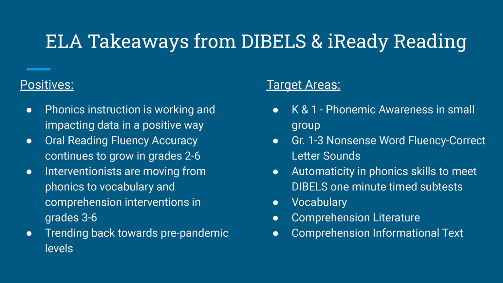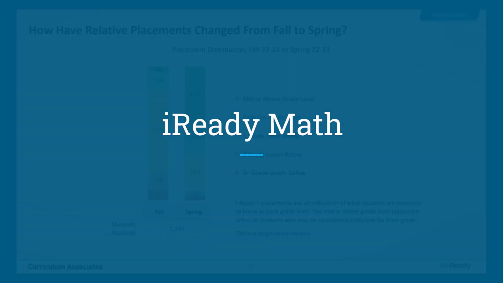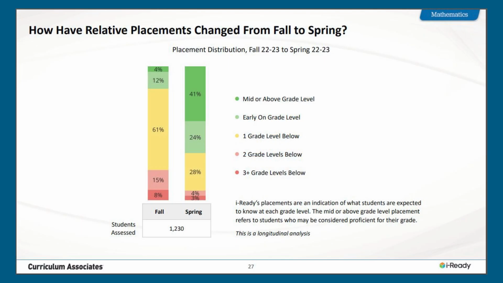So the teachers are attacking it in their classrooms in different ways, and we're having those conversations to figure out what are the best ways to do that, and you can see the gains in what they're doing in their classrooms. For iReady math, you're going to see some major growth from fall to spring. At the beginning of the year, only 4% of our students were considered mid or above grade level, and we ended the year at 41%.